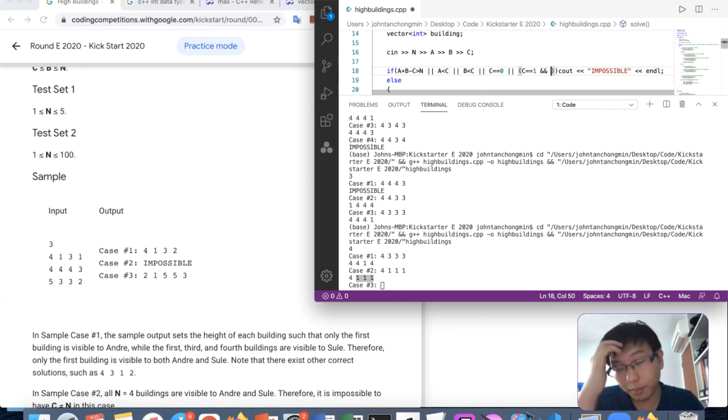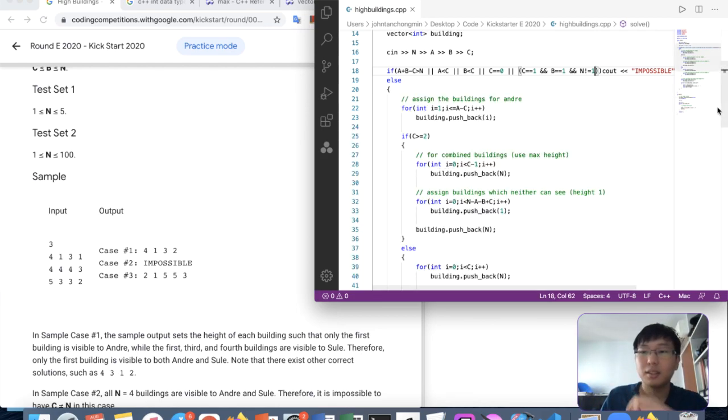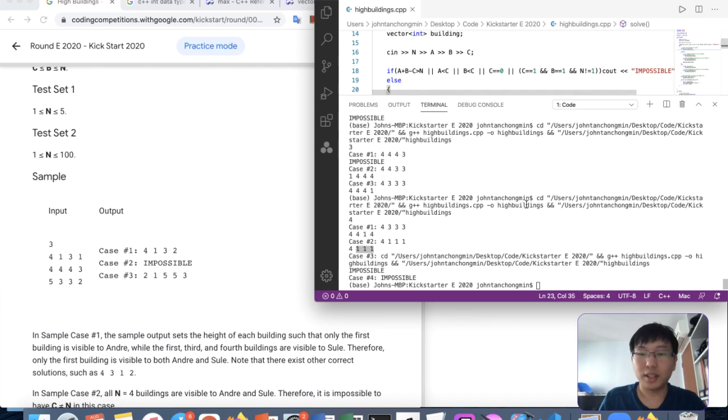Okay, let's think of it from B's perspective. Okay, A can, if A is 1 it's fine. Yeah, because we can always, and B equals 1, and N not equals 1. If this is the case, that means you cannot see from the other side. Okay, let's try again.